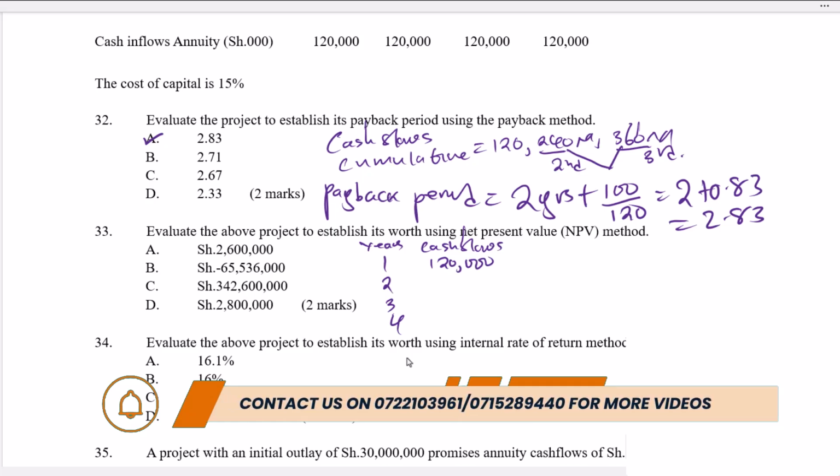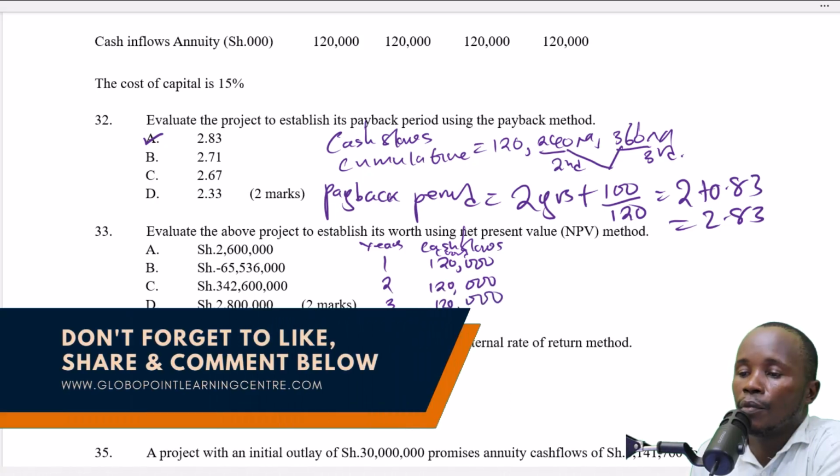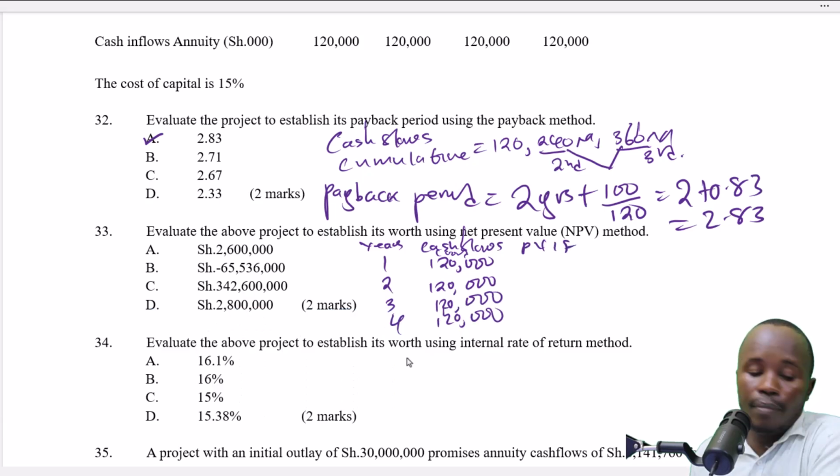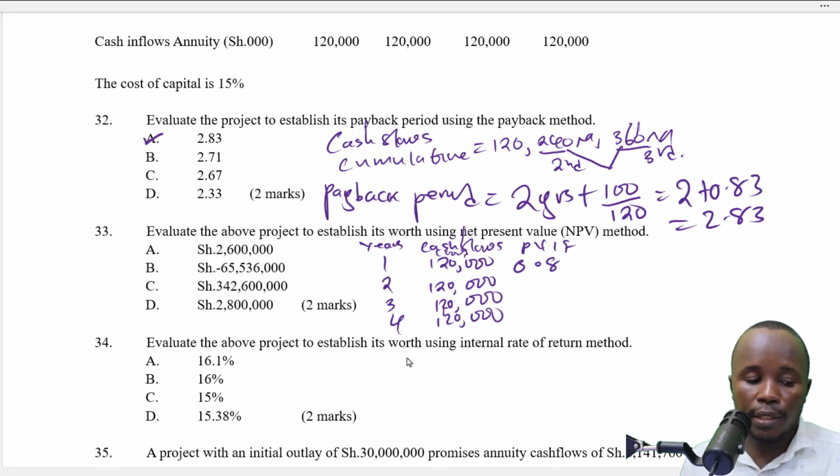They're in thousands on top. Here it's 120 million each year. I get the present value interest factor. The present value interest factor here I will use at the discount rate of 15%. Remember, the cost of capital was 15%. You find the present values here. This is 0.8696. How do you get this one? You can use a calculator: 1 divided by 1.15.